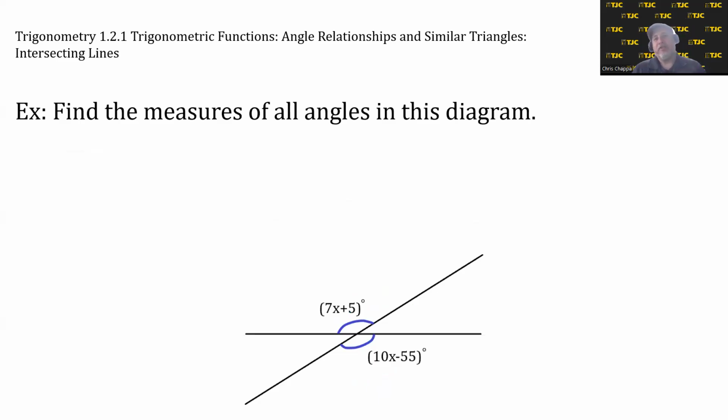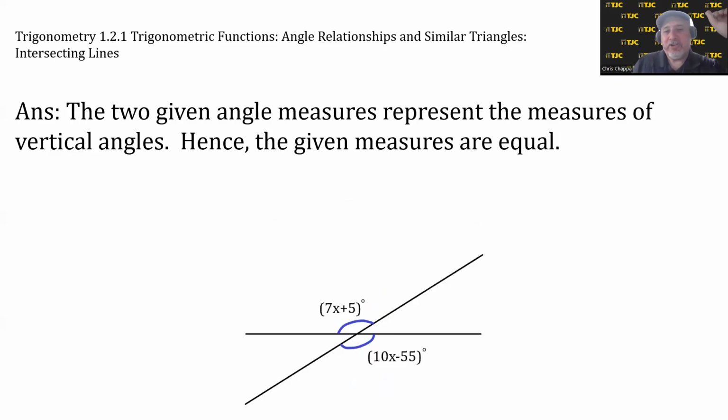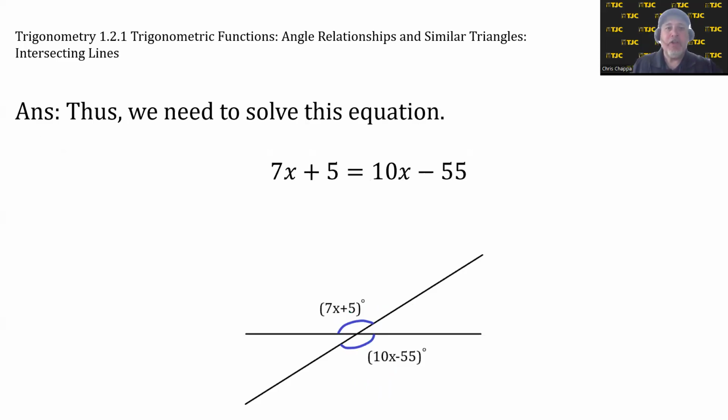Let's take a look at one that's a little bit more algebraically involved. Find the measures of all the angles in this diagram. We're given one angle marked 7x plus 5 degrees and another angle marked 10x minus 55 degrees. The trick to this is to figure out how the angles are related. And these two angles are vertical angles because they're non-adjacent angles formed by two intersecting lines. So their measures are equal. So we need to solve 7x plus 5 equals 10x minus 55.